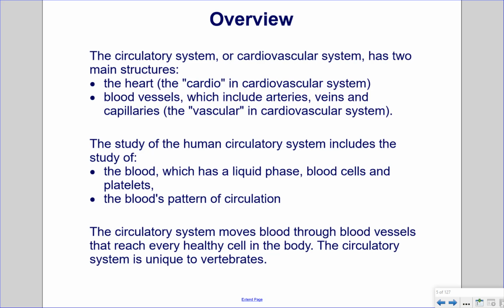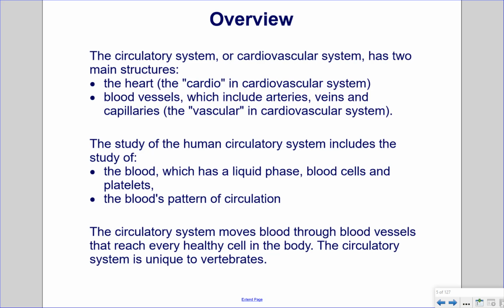and the blood vessels, which include arteries, veins, and capillaries. That's the vascular and cardiovascular system. The study of the human circulatory system includes a study of the blood, which has a liquid phase, blood cells, and platelets, and the blood's pattern of circulation.